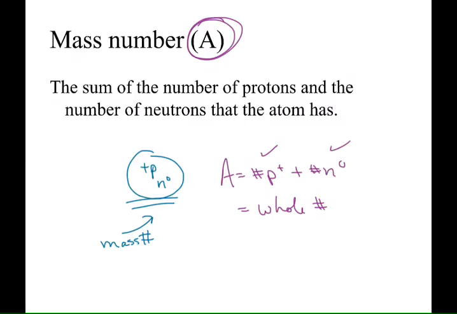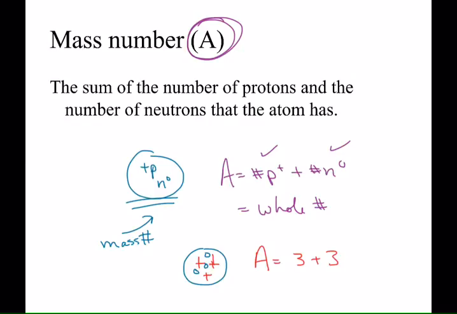Now a little bit ago I picked on lithium. I put my 3 protons and then I added 3 neutrons. So can you see where we can work out the mass number for this particular atom of lithium? It looks like this: 3 plus 3 is equal to 6. 6 is the mass number for that particular atom of lithium. So you're counting particles.